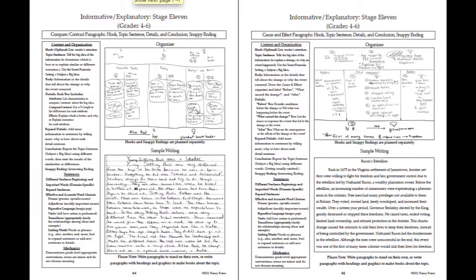Stage 11 is for grades 4 through 6. This is when students are going to add cause and effect, compare, contrast. So if you notice on page 44, this is for a compare, contrast paper. We have our content, we have our organizer, and our sample writing. Page 45 is for cause and effect paragraphs, and we have our organizer, descriptives, sample writing.